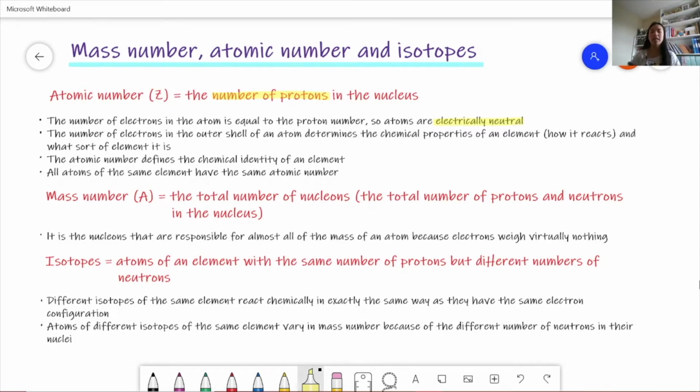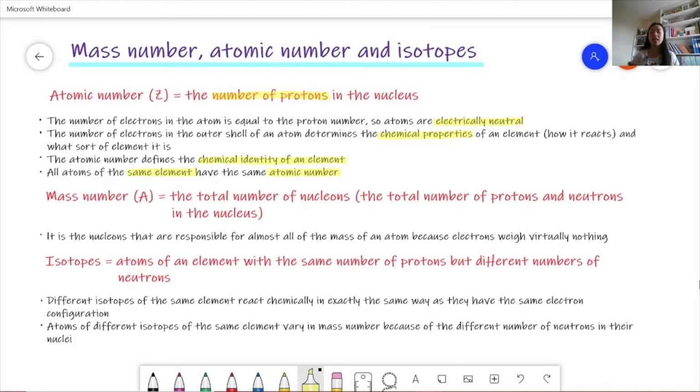The number of electrons in the outer shell of an atom determines the chemical properties of an element and also what sort of element it is. The atomic number defines the chemical identity of an element. One really important thing to know is that all atoms of the same element have the same atomic number. Also, because the number of electrons in the atom is equal to the proton number, that means that the number of electrons is the same.